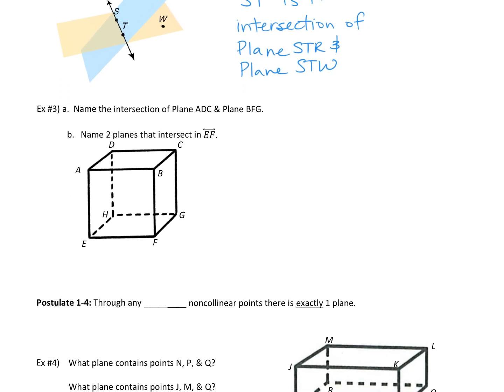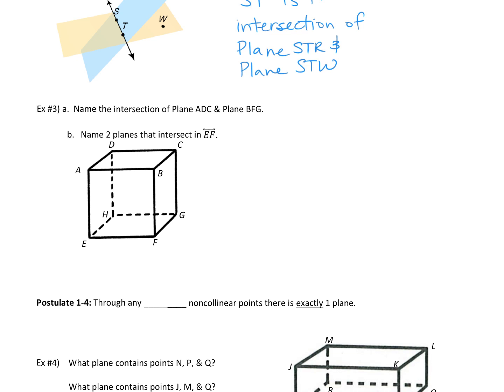Okay, these are my favorite. These are super fun. Mostly because I love color and I do a lot of shading on these ones. So if you're a color person, get your colors ready. Example 3 says, name the intersection of plane ADC and plane BFG. Now you don't have to shade these. I just think, 1, it's pretty, and 2, it makes more sense to me because I'm a visual learner. So if you are a visual learner, you might want to shade just to help yourself see it a little better.